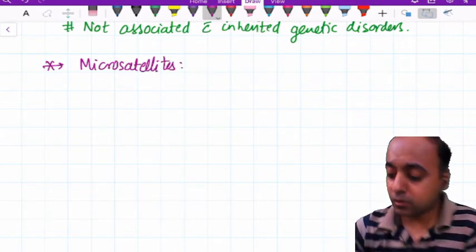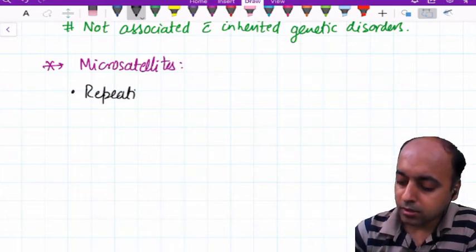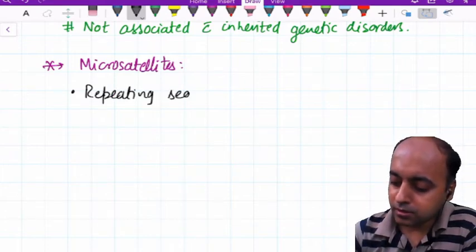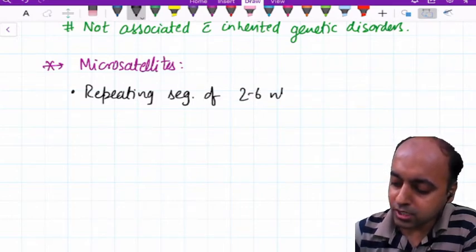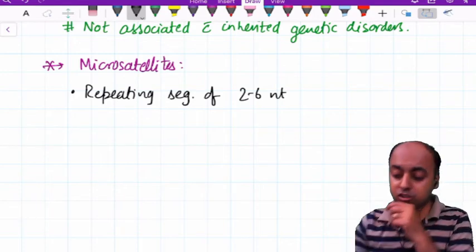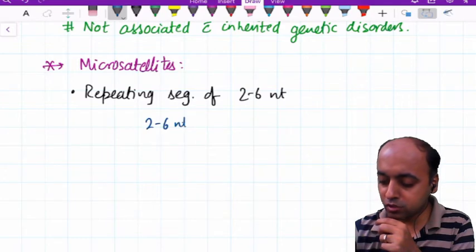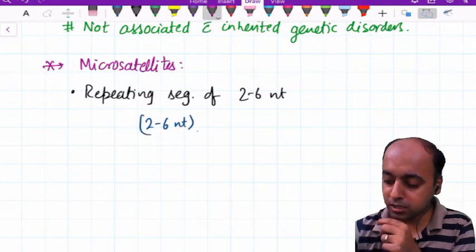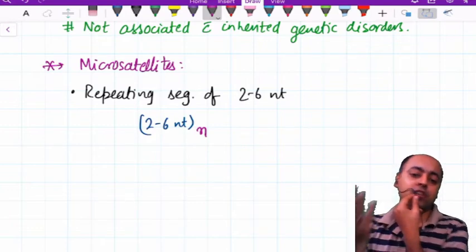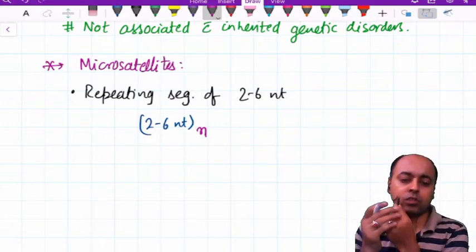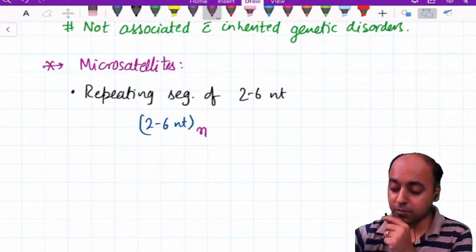Alright, microsatellites are repeating segments of 2 to 6 nucleotides. What this means is we have 2 to 6 nucleotides which are repeating n number of times. N can be variable, it can be 10, 20, 50, 100, 200, and can go even up to 1000. So a repeating segment of 2 to 6 nucleotides, that is the microsatellite.